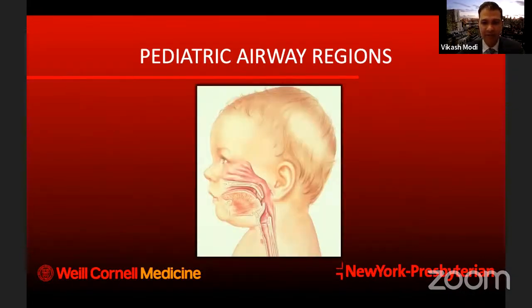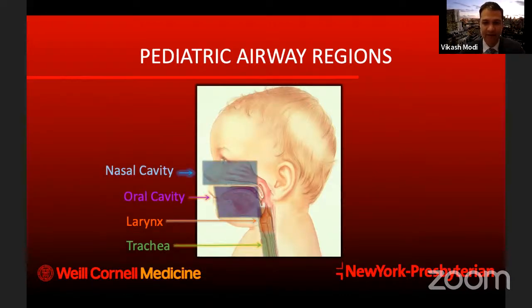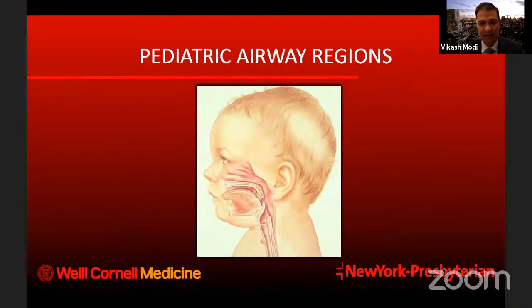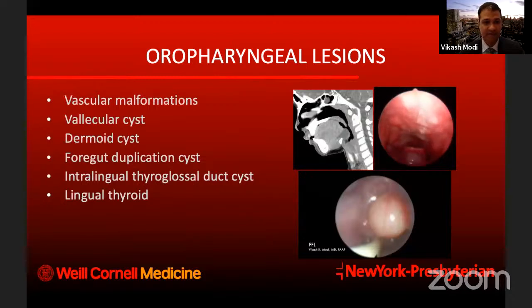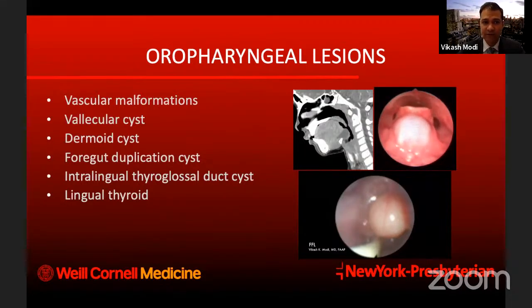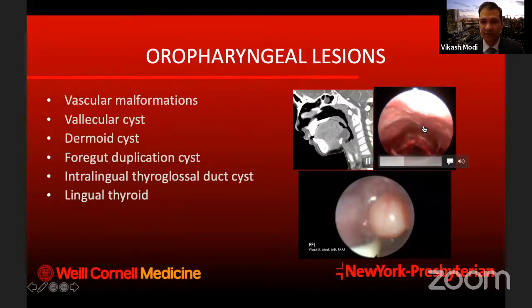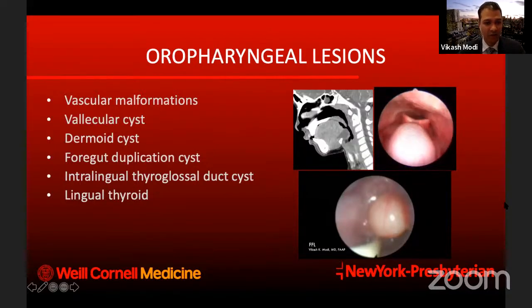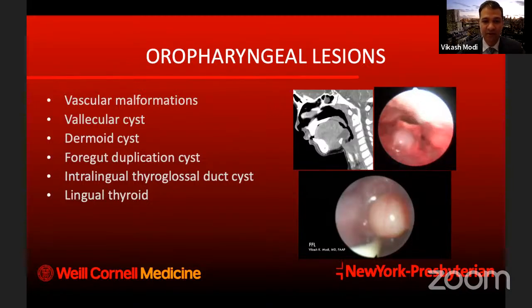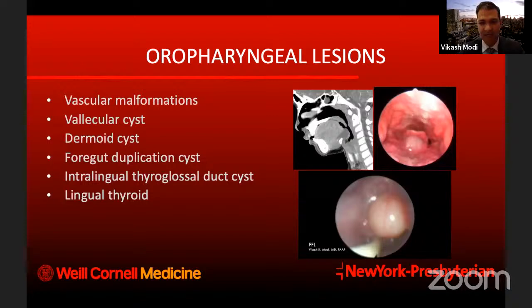Today, there are multiple airway locations. There's the nasal cavity, the oral cavity, the larynx, the trachea, nasopharynx, oropharynx, hypopharynx. Today, I'm going to be focusing mainly on the larynx, the oropharynx. So we'll start out with oropharyngeal lesions. Oropharyngeal lesions include vascular malformations, follicular cysts, which we see here in the video on the right, dermoid cysts, foregut duplication cysts, intralingual thyroglossal duct cysts, and lingual thyroids. And these can all be managed endoscopically.